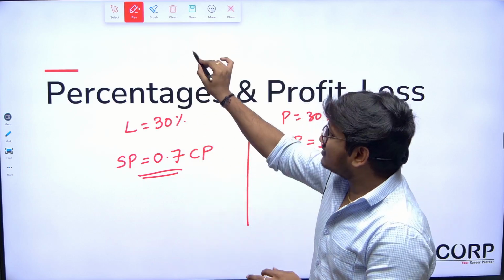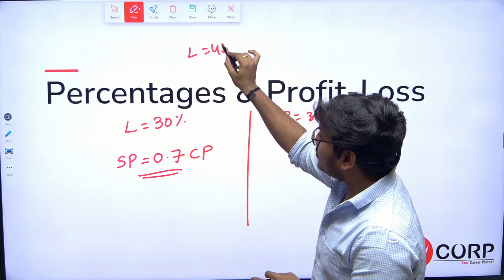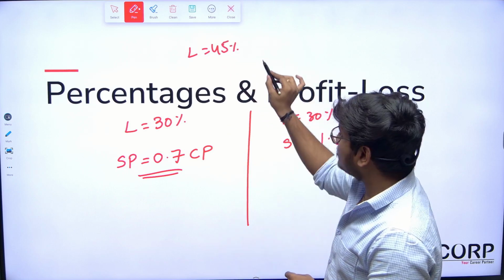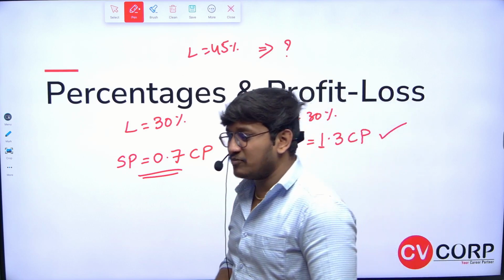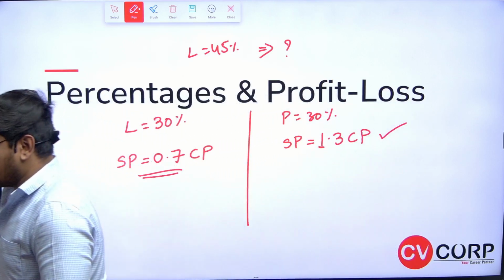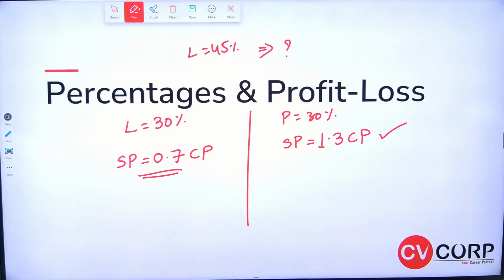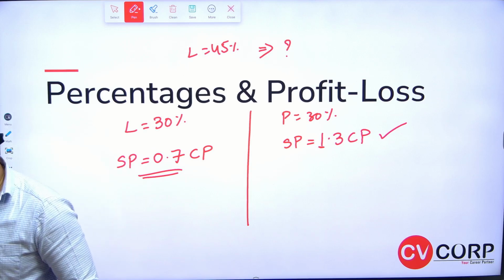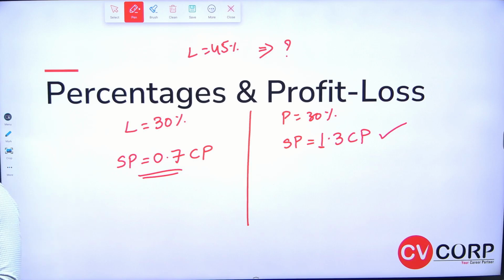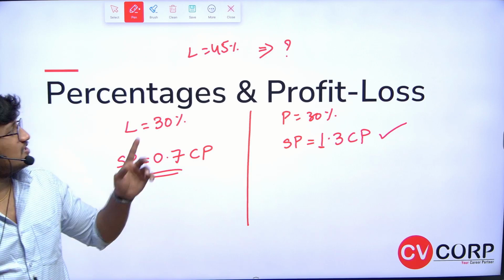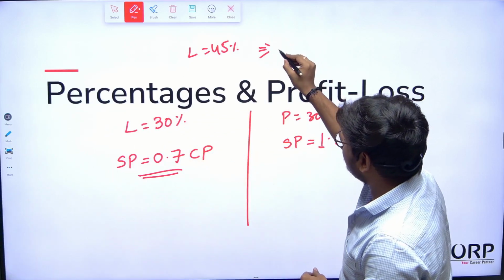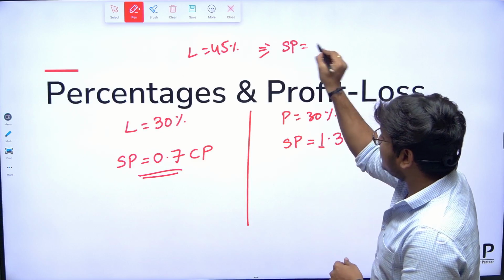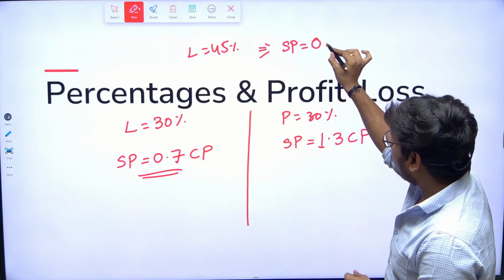Now, can you guess when I get a loss of 45%? Okay, a loss of 45%. Can you post the relation between selling price and cost price in the chat box? Don't get confused. Yeah, very good. I got an answer from Ahlad. Very good. Yes, selling price is equal to, it should start, if it is a loss, it should start with 0.